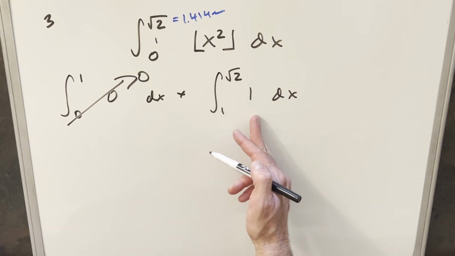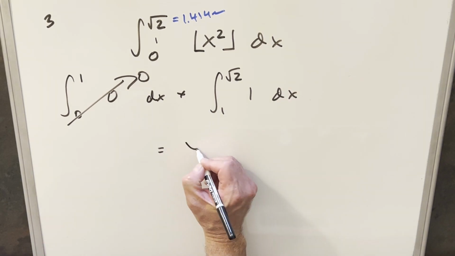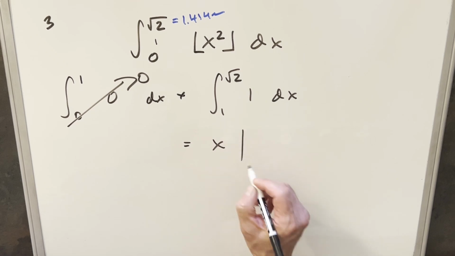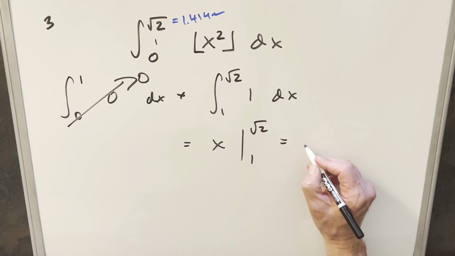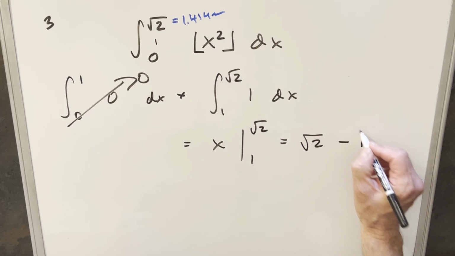And then, of course, this is the easiest integral in the world, so we'll just integrate it. The integral of this is just going to be x evaluated from 1 to square root of 2. Plugging in for my final solution, we just have square root of 2 minus 1.